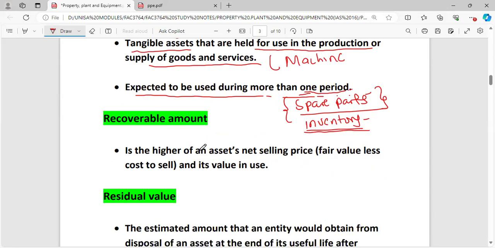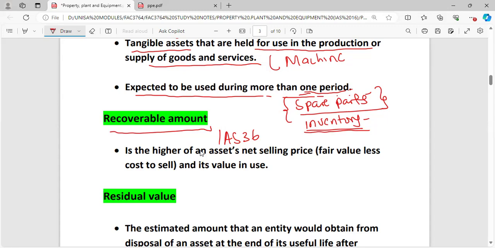Then we have recoverable amount. I think this we're going to cover when we do International Accounting Standard 36, impairment loss. But for now, let's just look at what this recoverable amount is.